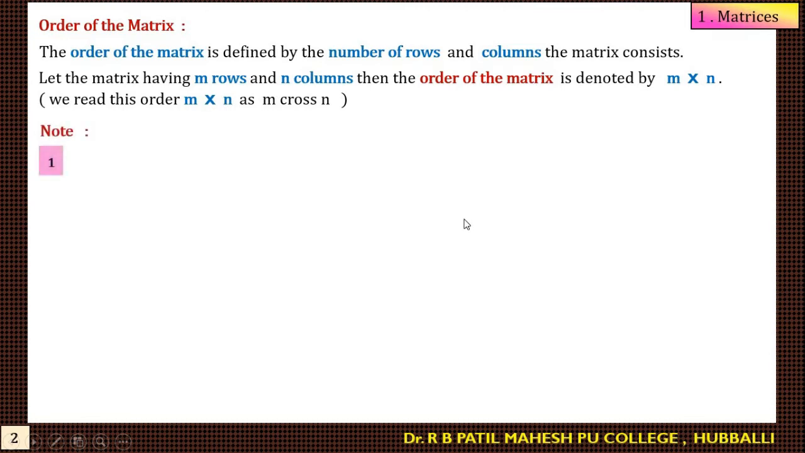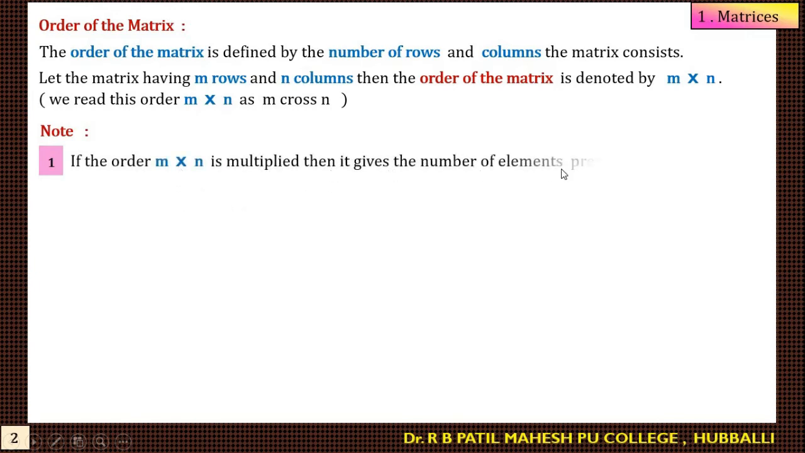Note, here remember some points. If the order m cross n is multiplied, then it gives the number of elements present in the matrix. So that means whenever you multiply the order, it gives the total number of entries used in that matrix. So this is very important, remember.